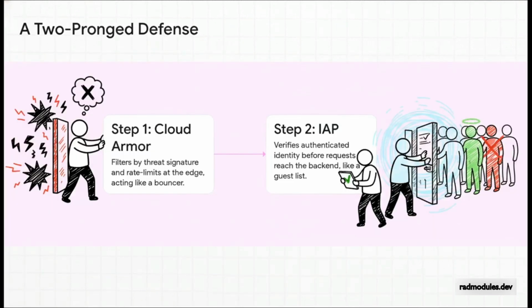Now, what's really cool is how Google Cloud handles this. It's not just one thing, it's a two-step process. First up, you've got Cloud Armor, which is basically the bouncer at an exclusive club. It's looking for known troublemakers. Things like DDoS attacks, SQL injection, all that nasty stuff. Then, you've got the Identity Aware Proxy, or IAP. Think of IAP as the bouncer who also has a very strict guest list. It doesn't just look for threats, it checks who you are to make sure you're an authenticated user who's actually allowed inside in the first place.